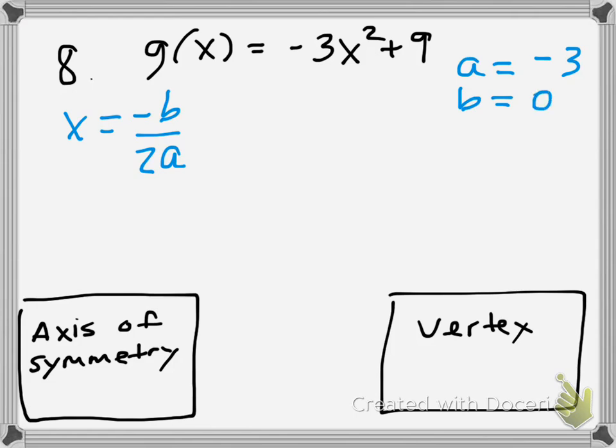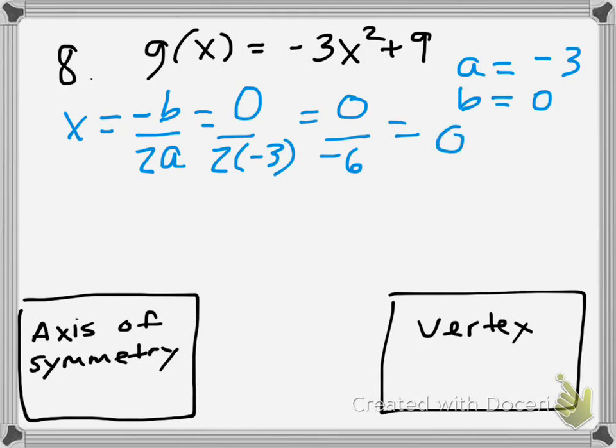So b is 0. So if I substitute in my numbers now, opposite of b, well, if b is 0, there is no opposite of 0 because it's just a placeholder. So we have 0 over 2 times a, which is -3. So this is 0 over -6. 0 divided by any number is still 0. So my axis of symmetry is always the vertical line, x equals 0.